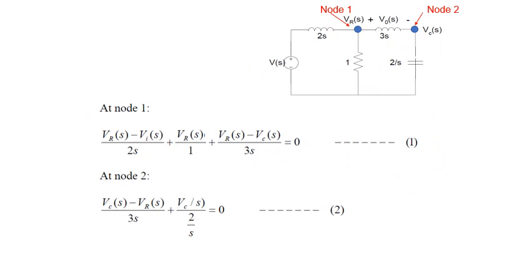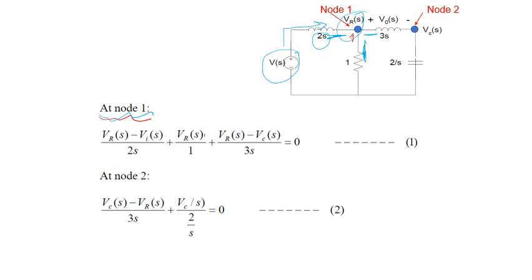So at node 1, which shown here, we are going to apply Kirchhoff current law, where Kirchhoff current law is saying total current equal to 0. So we will evaluate this current, then this current, then this current, and their total equal to 0. That's what we will do in node 1. So at node 1 here, he said VR minus VI over 2S. I mean this current, this voltage minus this voltage divided by this impedance is going to be this current.